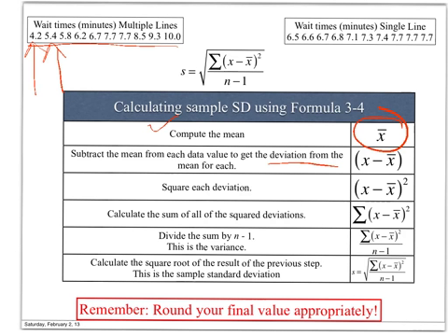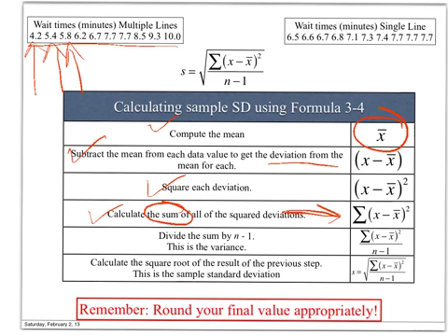Then in the next step, you square each of those subtractions that you did. So now you'll have 10 numbers that are the squares of the deviations from the mean. Then you take those 10 numbers and sum them or add them all up. So now you'll have one single number right here.